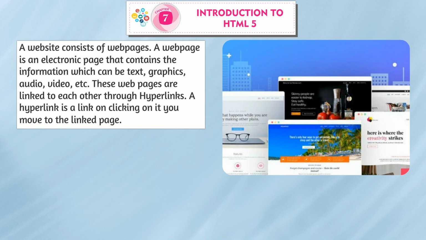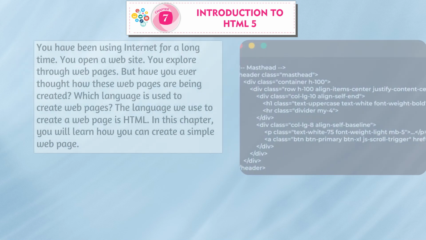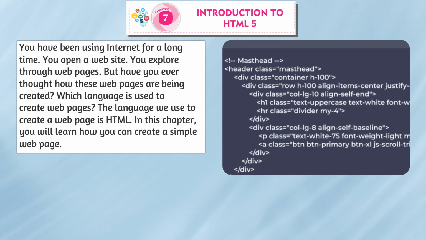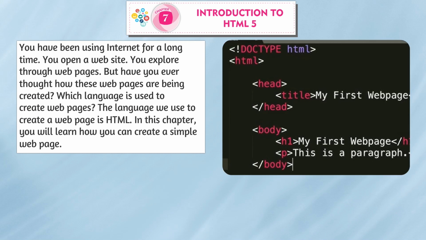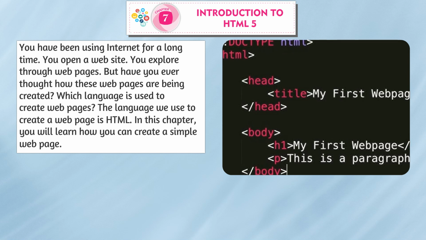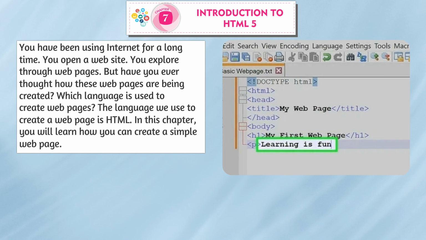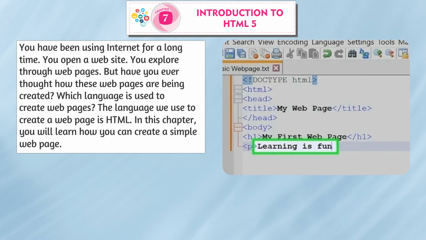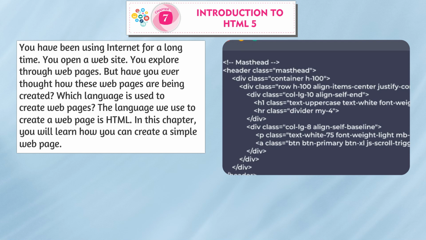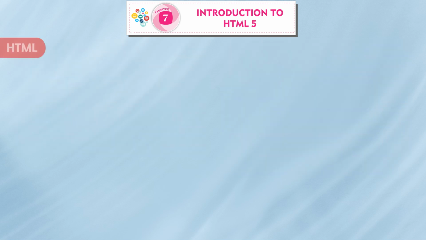A hyperlink is a link. On clicking on it, you move to the linked page. You have been using Internet for a long time. You open a website. You explore through web pages. But have you ever thought how these web pages are being created? Which language is used to create web pages? The language we use to create a web page is HTML. In this chapter, you will learn how you can create a simple web page.